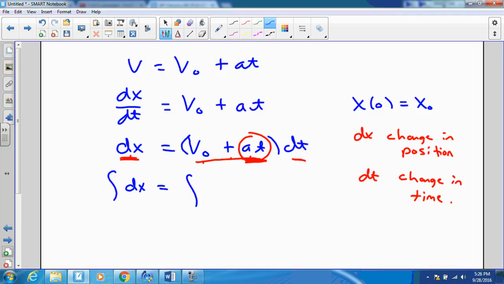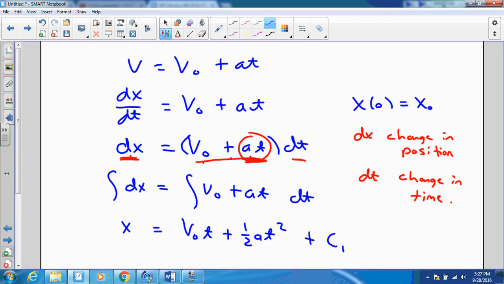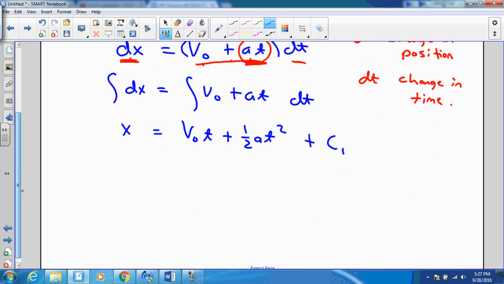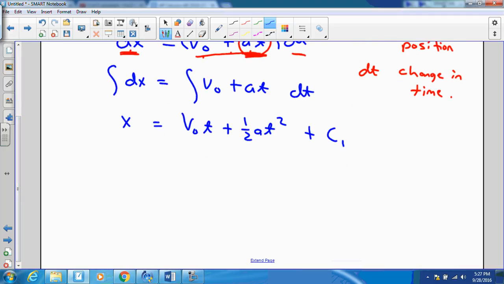Having separated, we can now integrate, or anti-differentiate, and go term at a time. On the left-hand side, we get x. On the right-hand side, we get v0t plus, using our power rule, 1/2 at squared, plus another constant c. And I'm calling this one c1 just because it's different from the previous constant c.